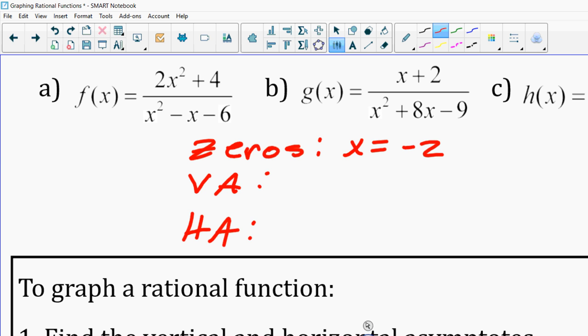Let's do horizontal asymptote. You compare the degrees. What's the degree of the numerator? 1. Degree of the denominator? 2. Look back at that table. When the degree of the top is smaller than the degree of the bottom, y equals 0. That's your horizontal asymptote.